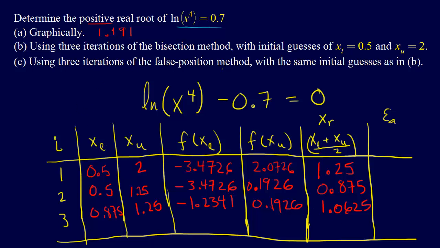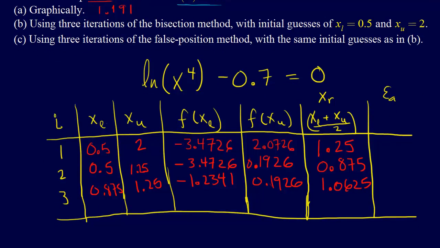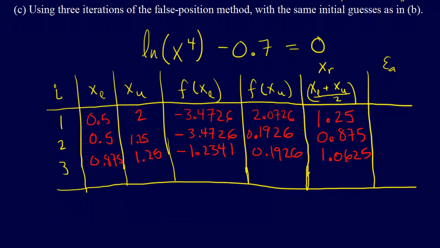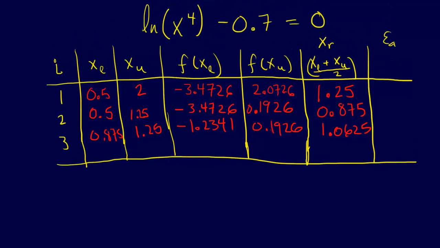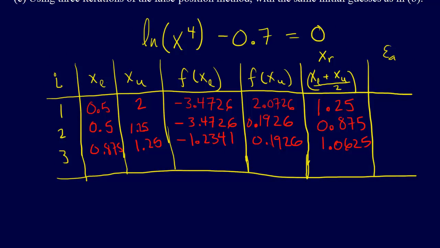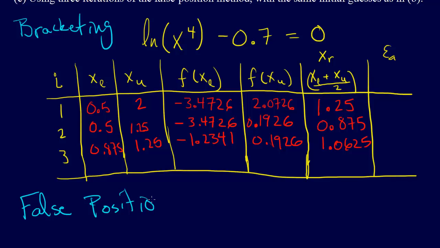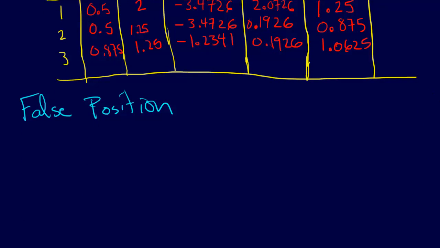Alright, so now using 3 iterations of the false position method with the same guesses. So, false position method. We can probably make a table pretty much just like that. Let's label this. This is the bracketing, and then we have the false position. And we can go ahead and build our table.